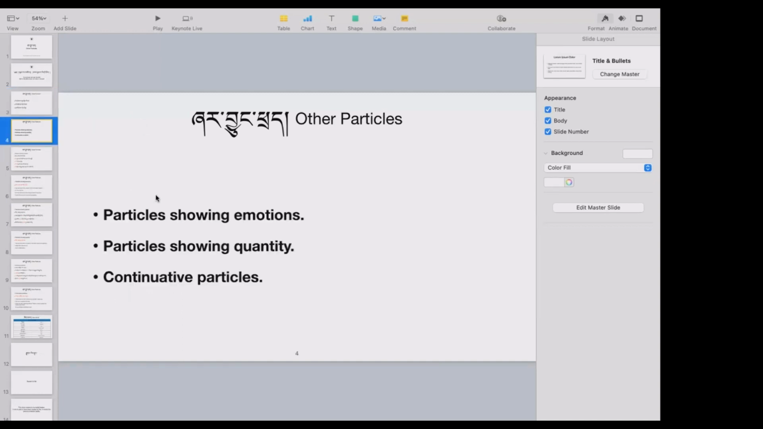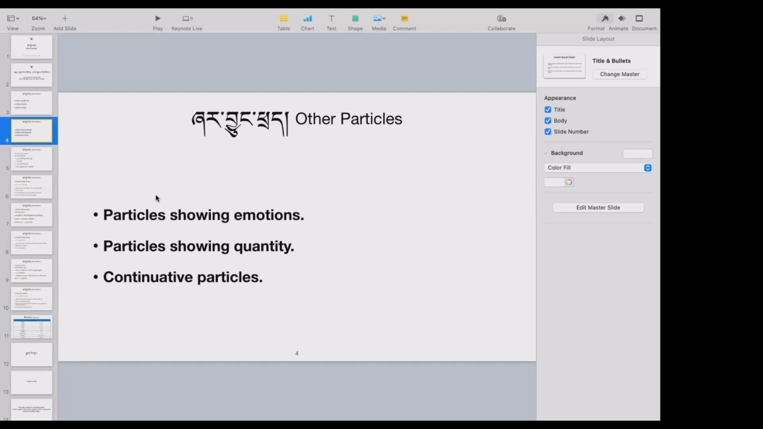So first one is particles showing emotions. So a particle that functions to show a particular emotion or a state of mind. Second one, particles showing quantity. It may be a definite or an indefinite quantity. And then finally is continuative particles. We have the same name, continuative particles, in grammatical texts, but this and that continuative particles, though they share the same translation in English, are not the same. So this is something that should be understood.